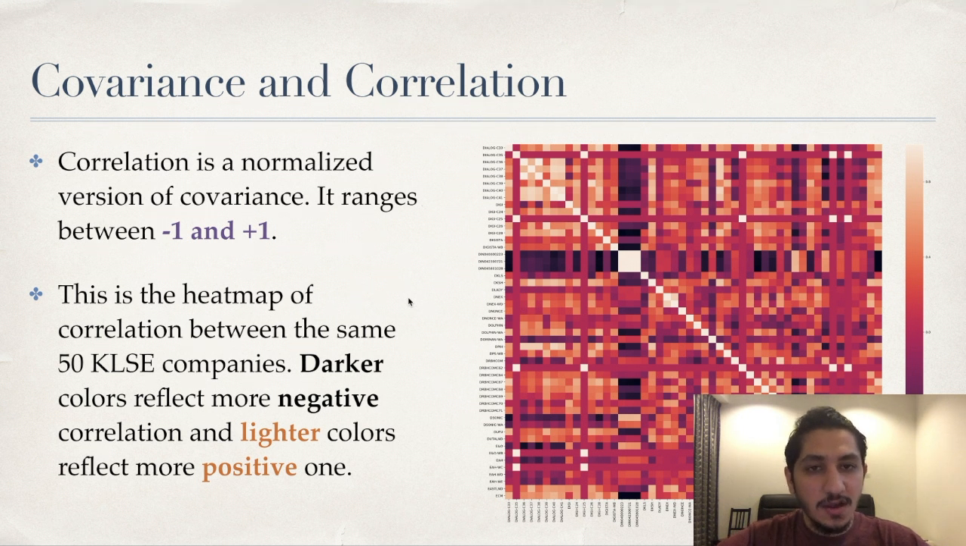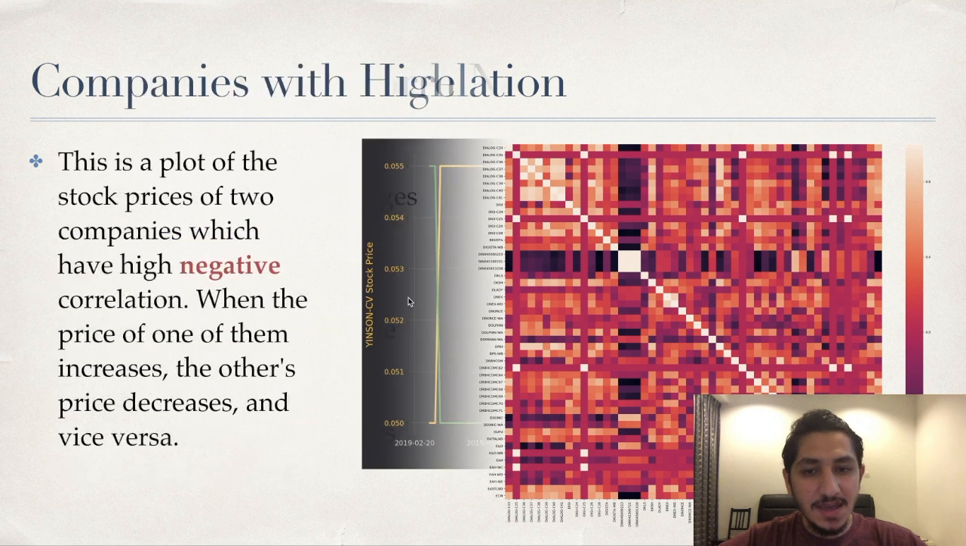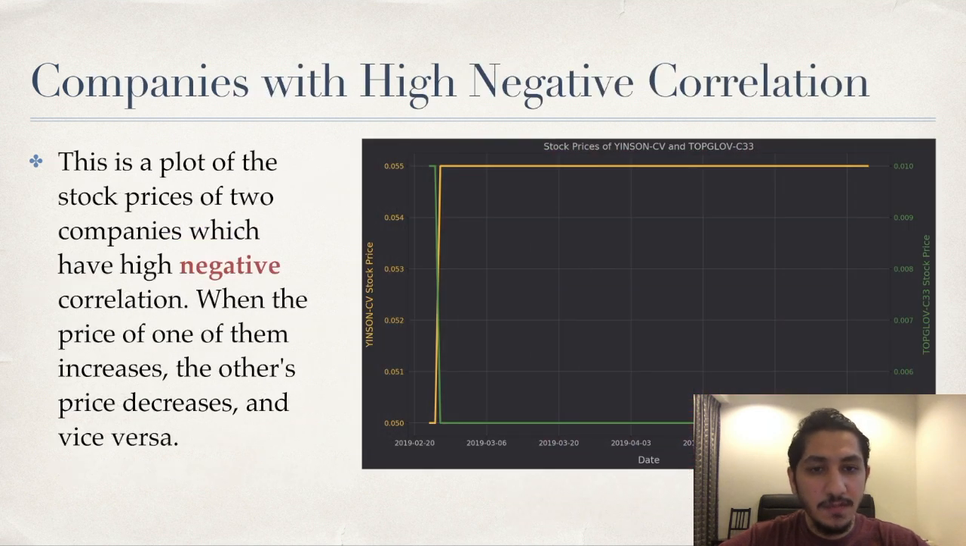To understand the correlation between stock prices better, we will look at examples. In this example, we see the stock prices of two companies. The prices of these companies have high negative correlation, which means they move against each other. And we can see that from the plot. When the price of one company increases, the other decreases.